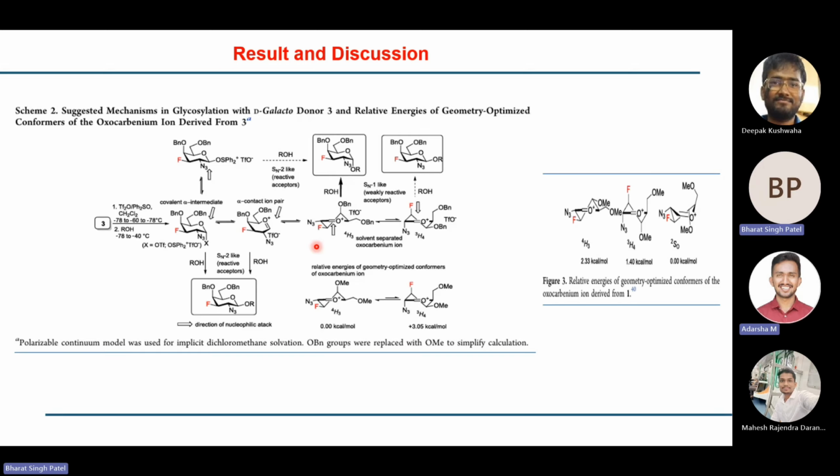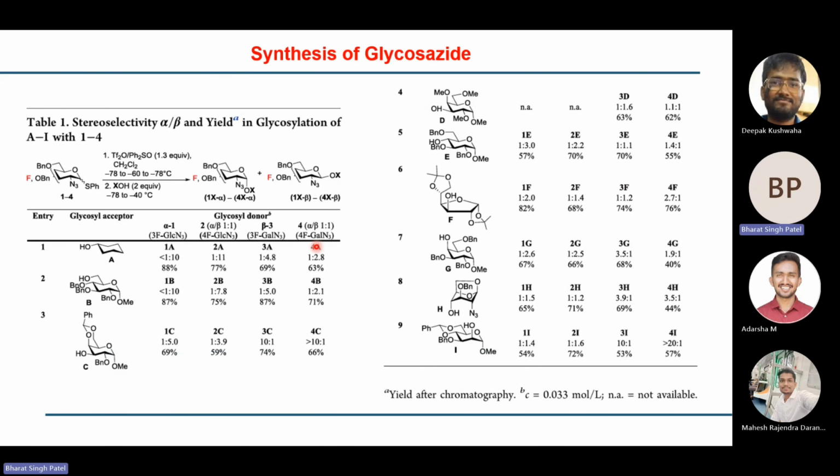Like in your cases, you are also using galactosyl azide, but you are getting more alpha, right? Alpha more, true. 80% is alpha only, at 0 degrees Celsius, even though at 0 degrees. True. So maybe if we go with low temperature, we may get a little more beta.